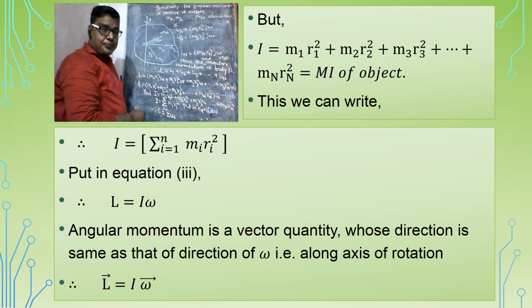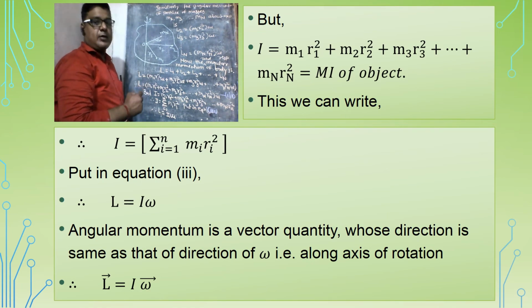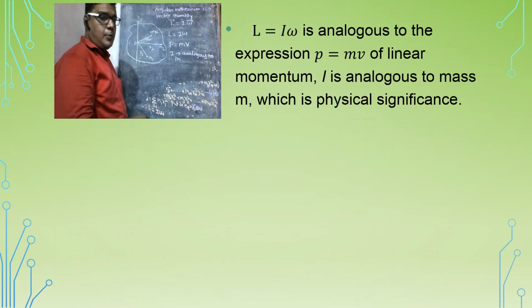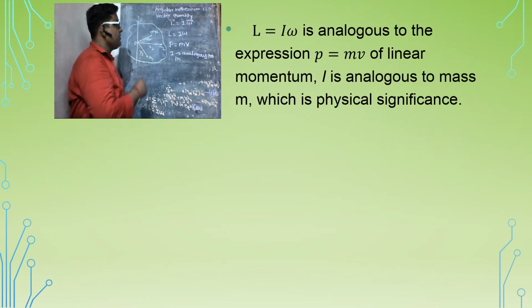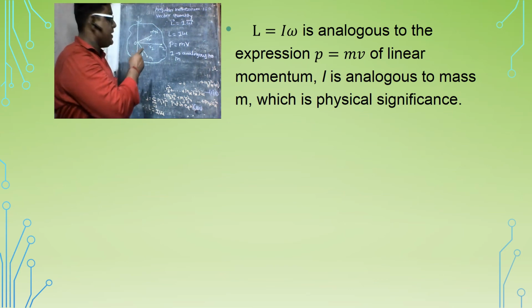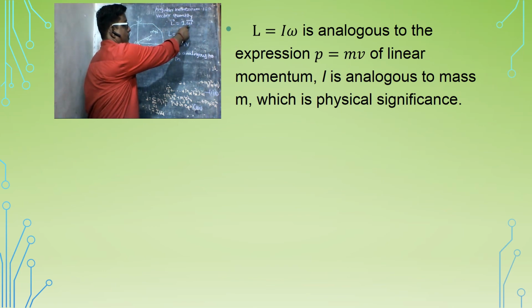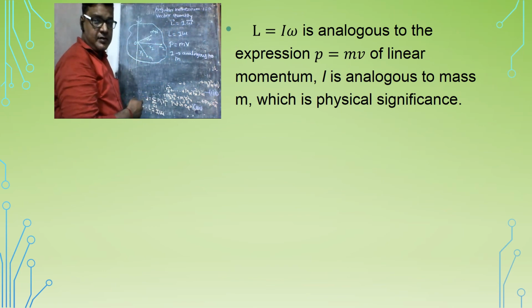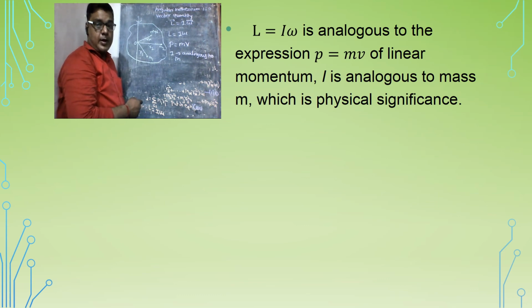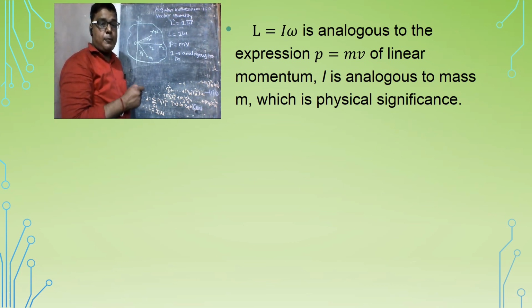Now, the angular momentum is a vector quantity. Therefore, we can write this in terms of vectors. Therefore, L vector is equal to I omega vector. Here it is a vector quantity whose direction is the same as the direction of omega, that is, along the axis of rotation.